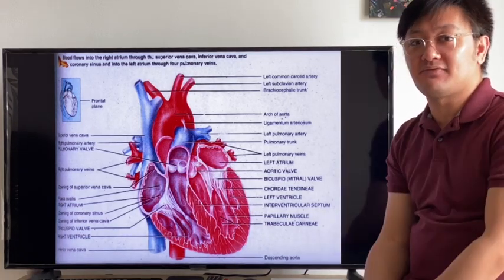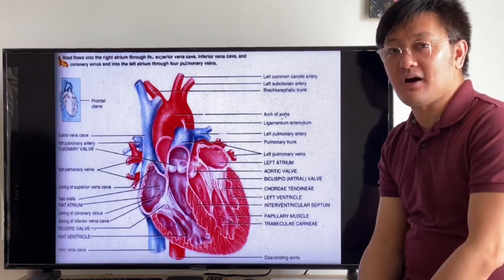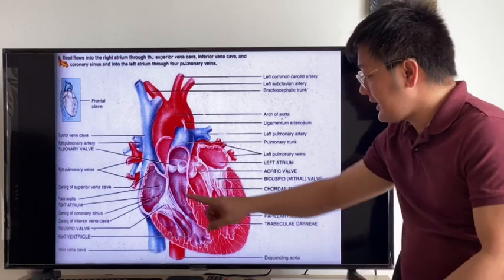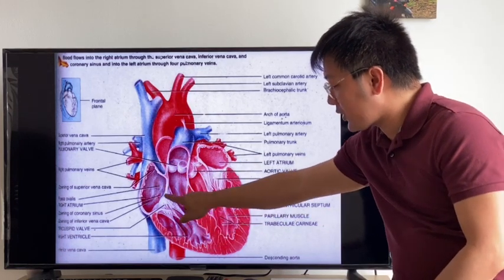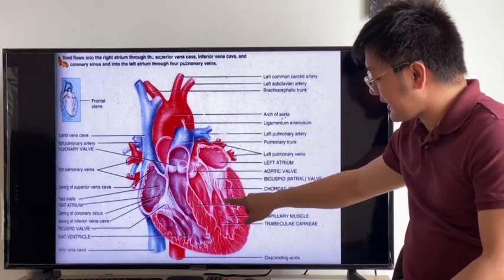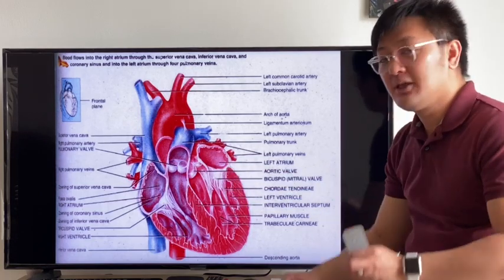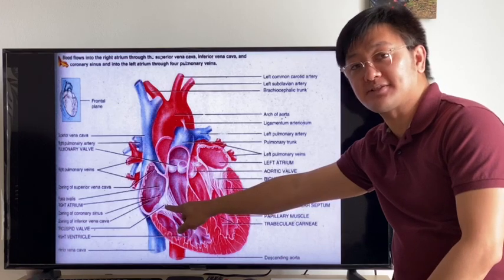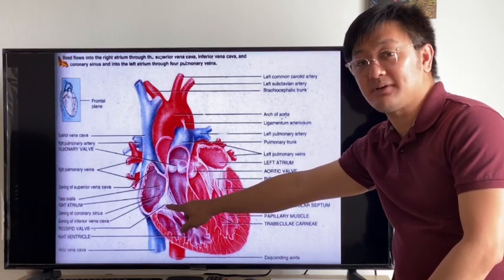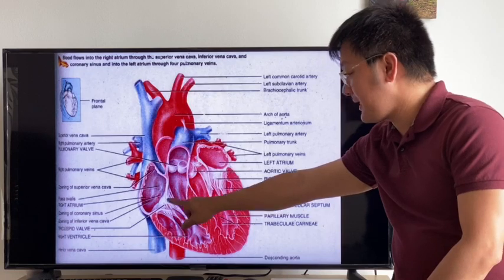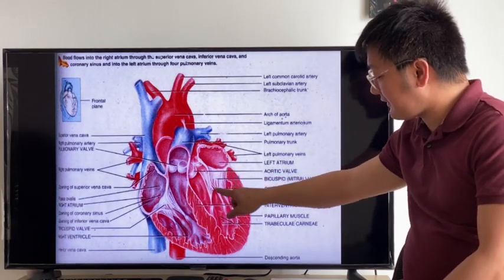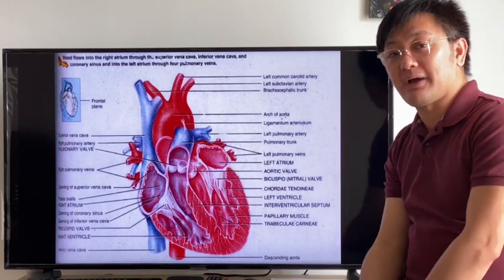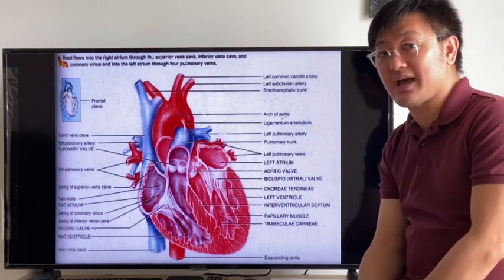I will discuss the AV valve first. An AV valve is a valve in between the atrium and ventricle. So any valve caught between the atrium and ventricle is called an AV valve. Atrium, ventricle, in between is the AV valve. So we have two AV valves. The AV valve on the right side is the tricuspid valve. We call it tricuspid because it has three flaps or three cusps. On the left side, the AV valve is the mitral or bicuspid valve. We call it mitral or bicuspid because it has two flaps or two cusps, okay?